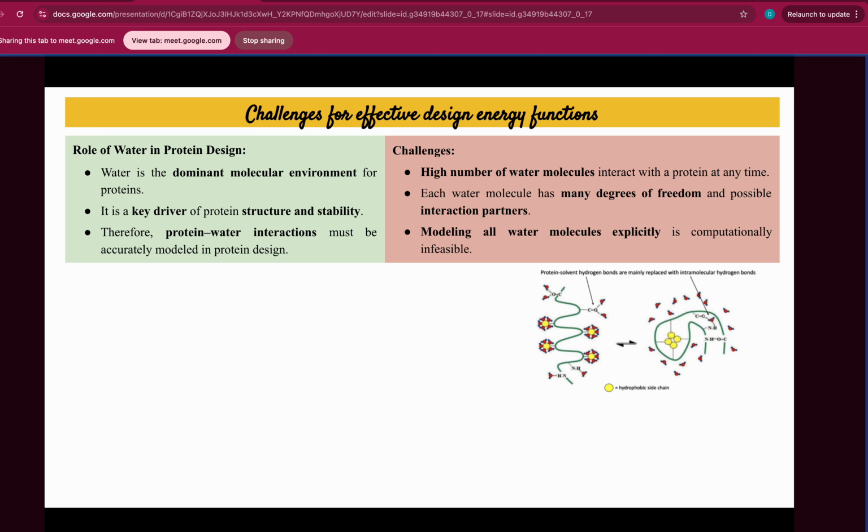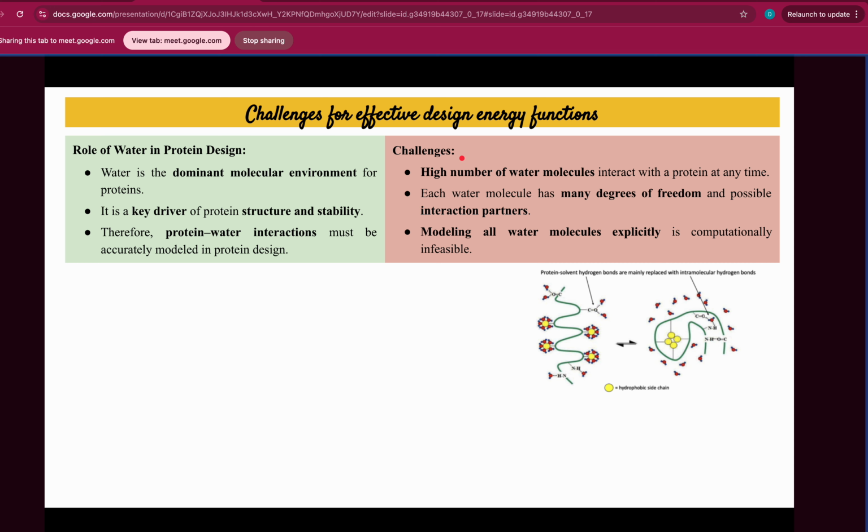So while calculating the energy, we also have to take care of the water molecules surrounding it, because they will also contribute some type of energy, which we have seen in the previous session, the solvation free energy. So that energy also comes into the picture. Water molecules are the dominant molecular environment for the protein, and they are also key drivers for the protein structure and its stability. And protein-water interactions must be accurately modeled when we are designing these proteins.